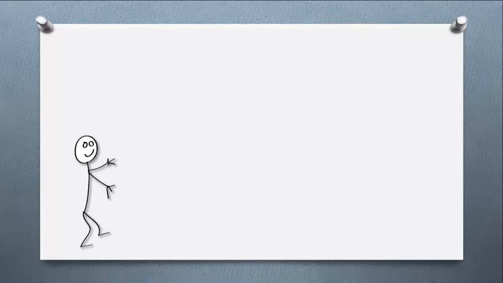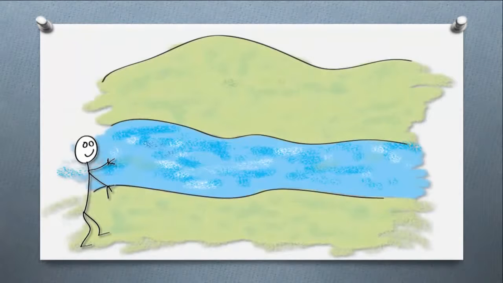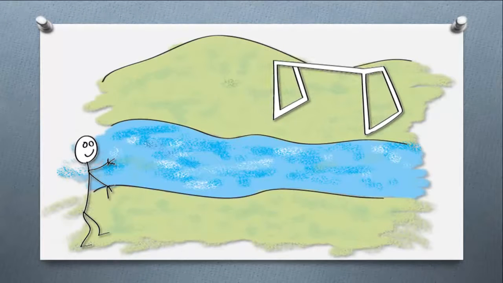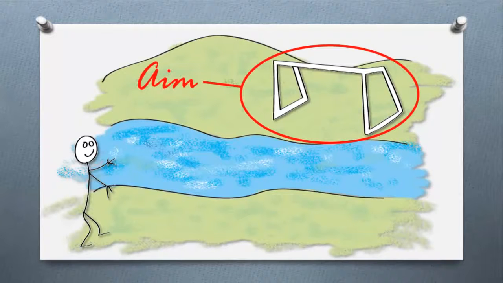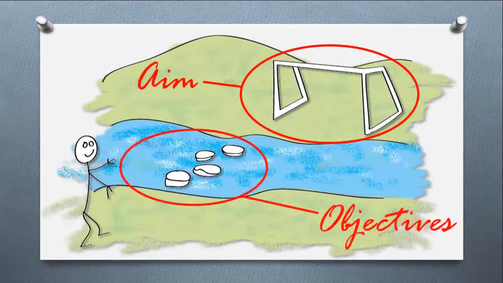that getting to the end of your lesson is like crossing a big river. The end of your lesson, the other side, is the goal. This is what you hope the students will have learned by the end. This goal is called the aim. In order for the students to reach the goal, they will need stepping stones to get across the river. These stepping stones are called the objectives.